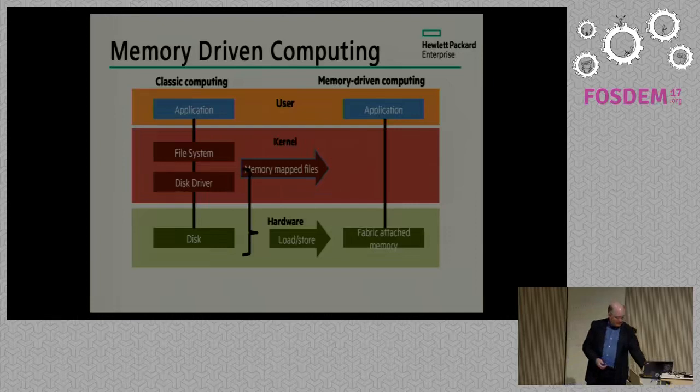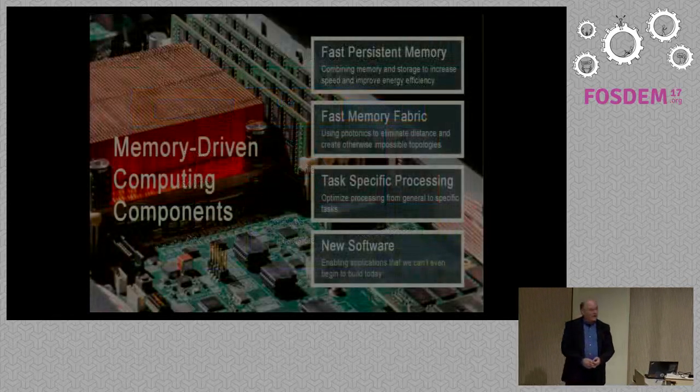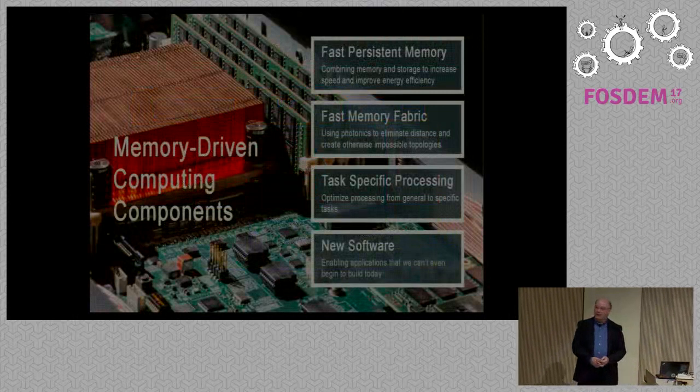So for memory-driven computing, there are a bunch of different components. One of the things you really need is fast and persistent memory. If you want to be able to get at your store at CPU speeds and you want that store to be the final resting place of your data, it needs to be fast and it needs to be persistent.